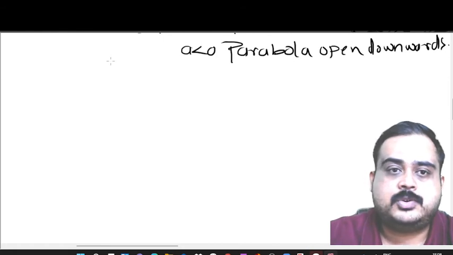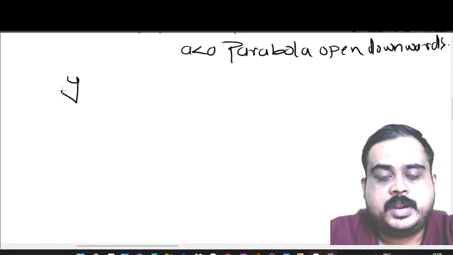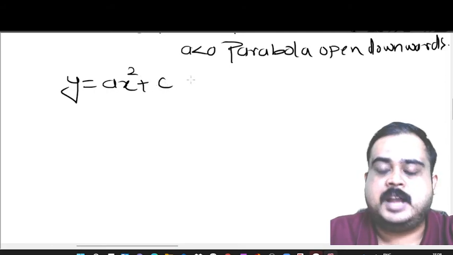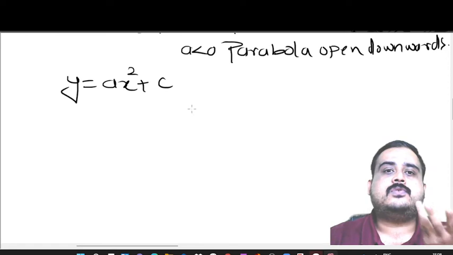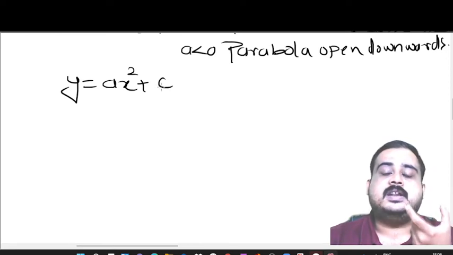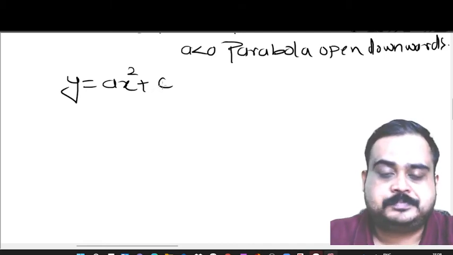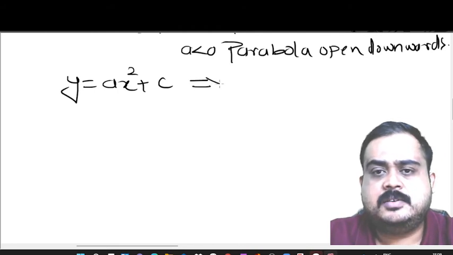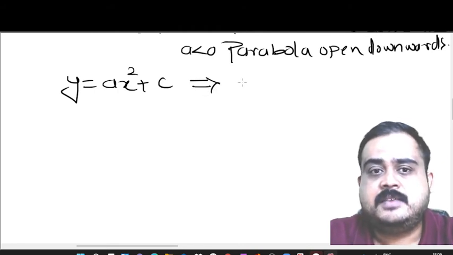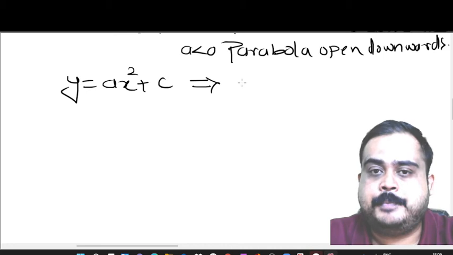So what I'm going to do now, I'm going to consider this quadratic expression as ax square plus c. I am taking b equal to 0. Fine. Now what I want to find is what this c does in this parabola. What is the significance of this c? Okay. So let us take any example. With the help of an example, we will be able to relate better.